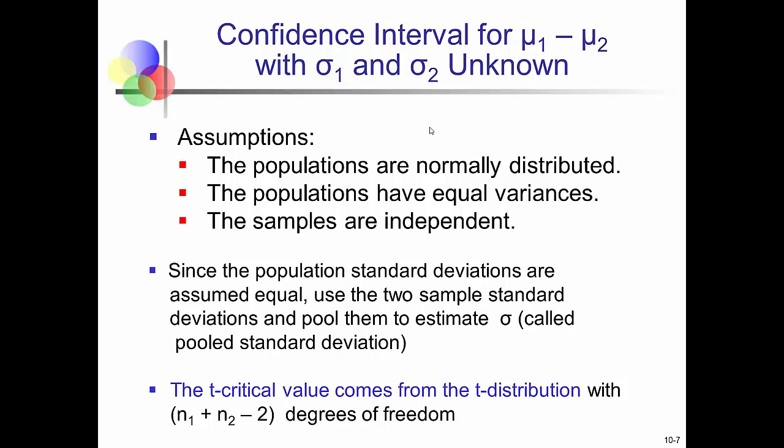We still have to have that the populations are normally distributed, or at least that n is greater than or equal to 30. We'll start off by assuming that the two populations have approximately equal variances, and we'll continue the assumption that the samples are independent. Since the population standard deviations are assumed equal, we'll use those two sample standard deviations and pool them to estimate the sampling distribution's standard deviation. The t-critical value comes from the t-distribution, with n1 plus n2 minus 2 degrees of freedom.